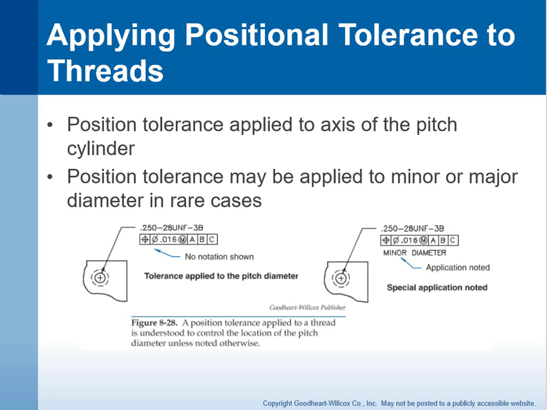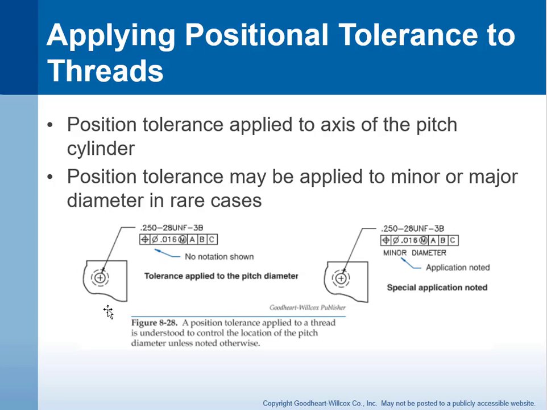Now threads. When you're applying a positional tolerance to a thread, it is assumed that the positional tolerance is applied to the axis of the pitch cylinder. Okay?